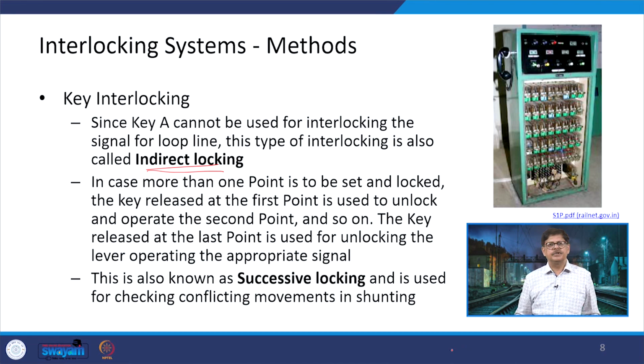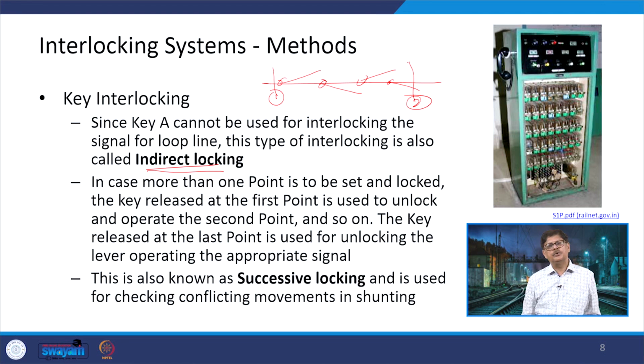Now in case more than one point is to be set and locked, because it is a long route and there are a number of sections coming out of this particular main line, and within a particular distance so many points are provided on the track, then they need to be set for the movement of the train from point A to point B or point 1 to point 2.